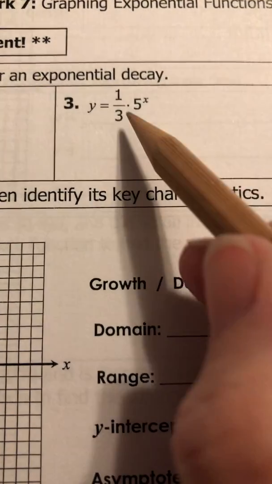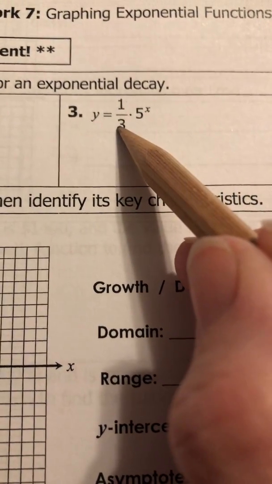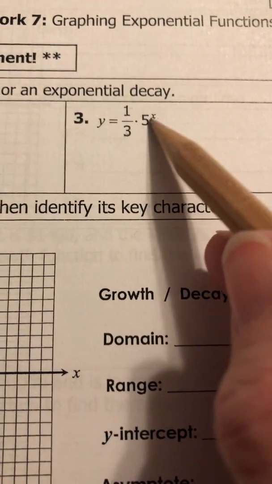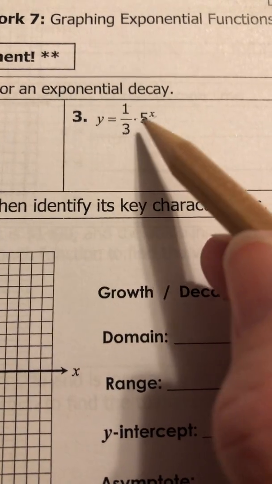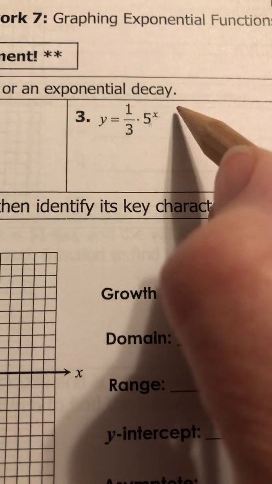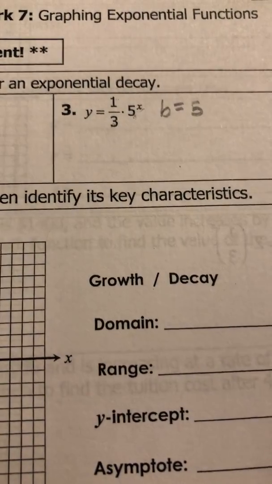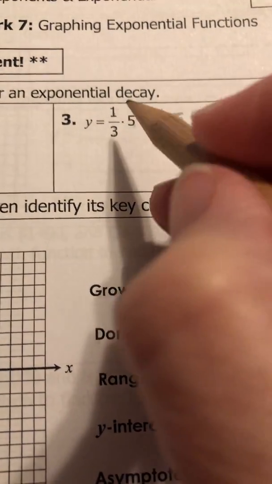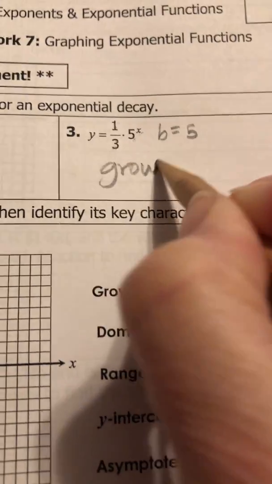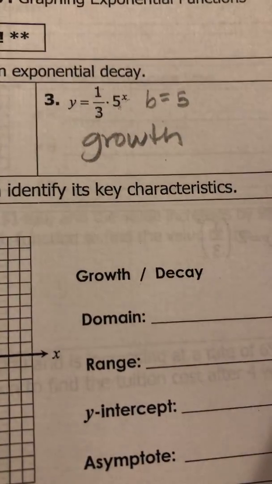Number 3, I look here. This might be tricky because you have a fraction here, but that is not our b. It's not attached to our exponent, if you think about it that way. This is still our b, so our 5 is b. A is actually a third, so we're going to grow here too. It's designed to trick you.